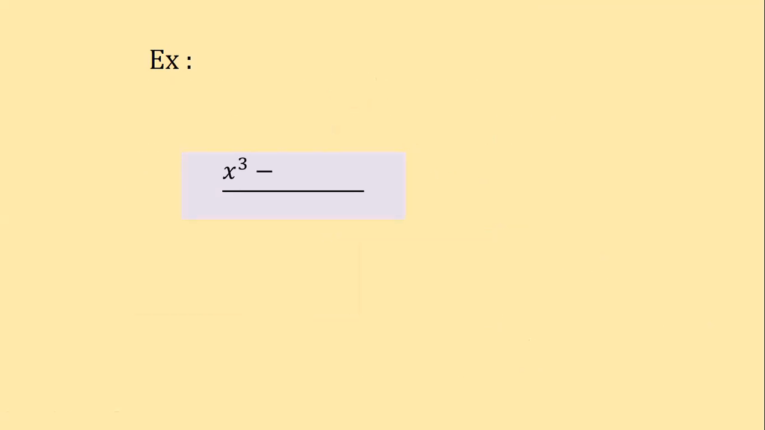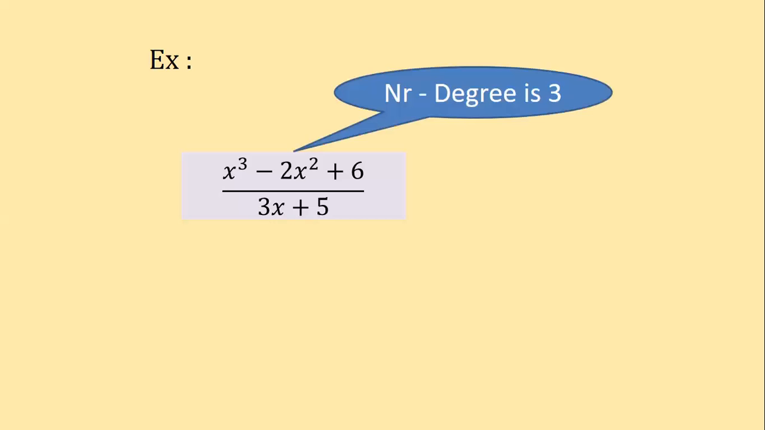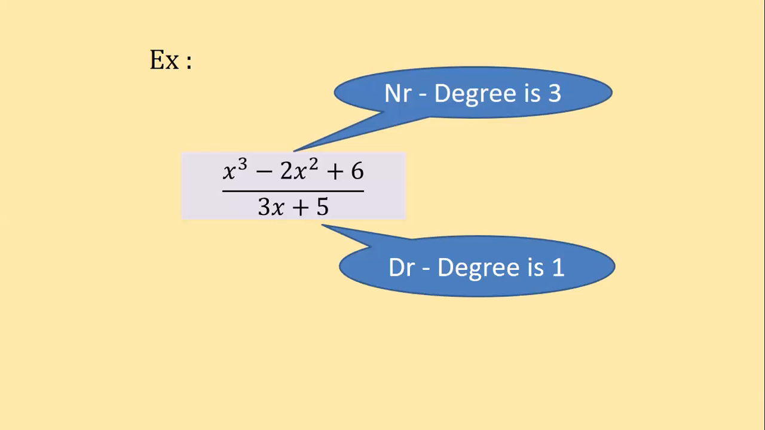X cube minus 2x square plus 6 by 3x plus 5. So here, what is the degree? The numerator's degree is 3 and the denominator's degree is 1. So this is the second example, children. Here again, the degree of the numerator is more than the degree of the denominator, so it is also an example of an improper fraction. Is it clear, children?